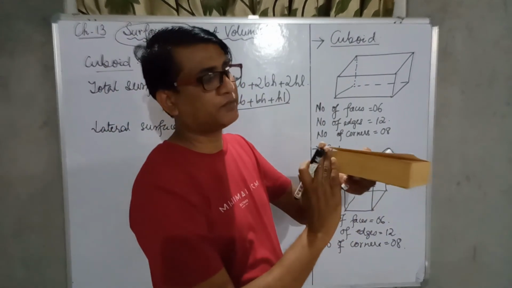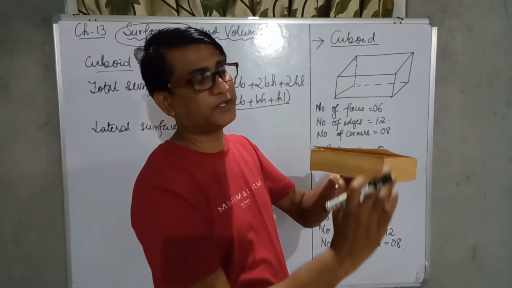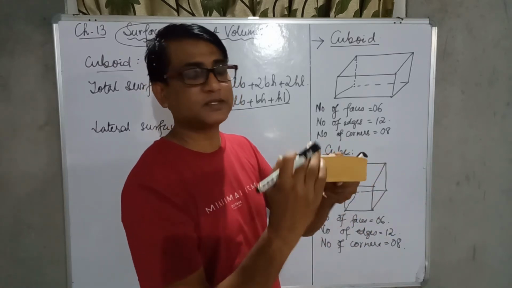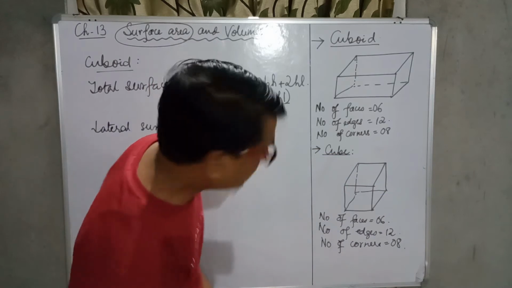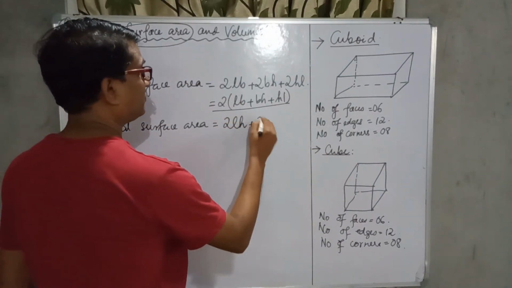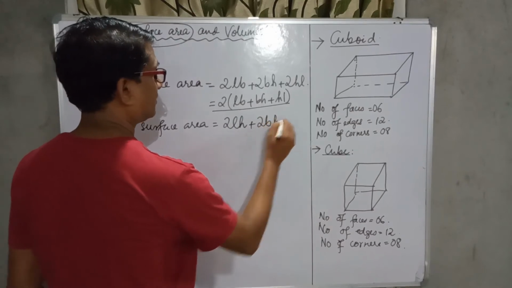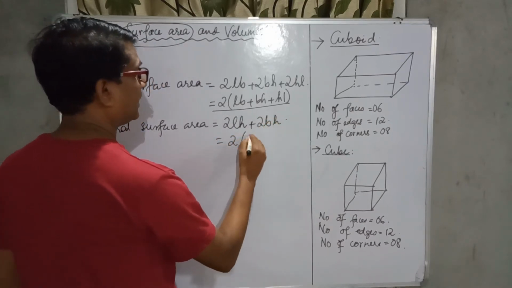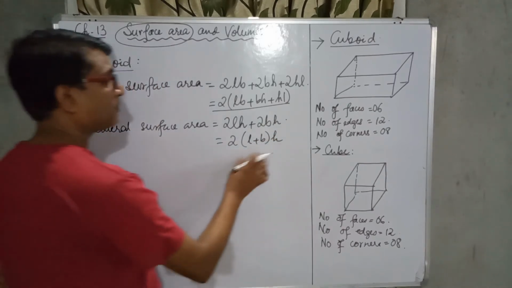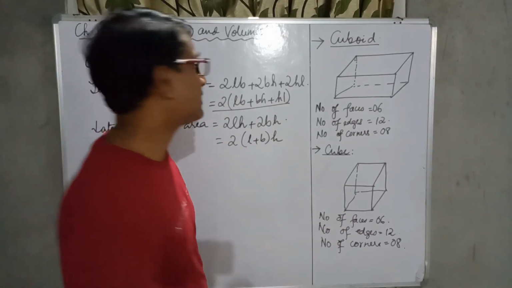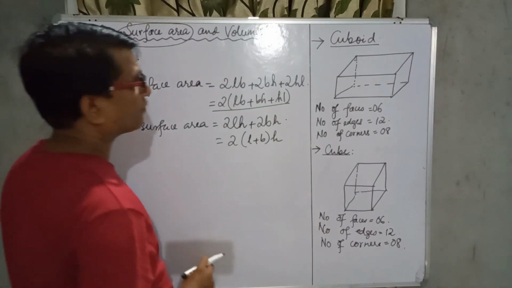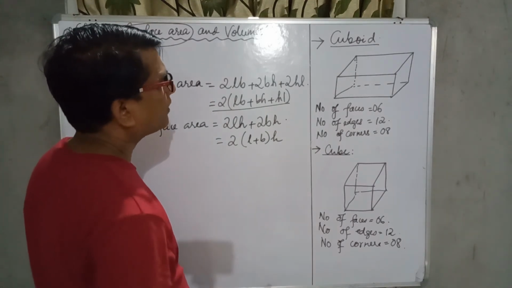So what is the area of this one? This is L, this is H. So LH, 2 LH, and this is B, this is H, 2 BH. So 2 LH plus 2 BH. So 2 into (L plus B) into H. This is the lateral surface area. Okay? Clear?